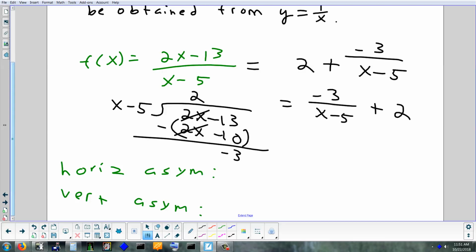Horizontal asymptote always starts out with what letter? Yeah. Y. So this one's y equals. And what's my horizontal asymptote there? Again, pretend x is getting really big. Yep. Is it 2? 2. Yep. Horizontal asymptote's at 2. How about my vertical asymptote? 5.